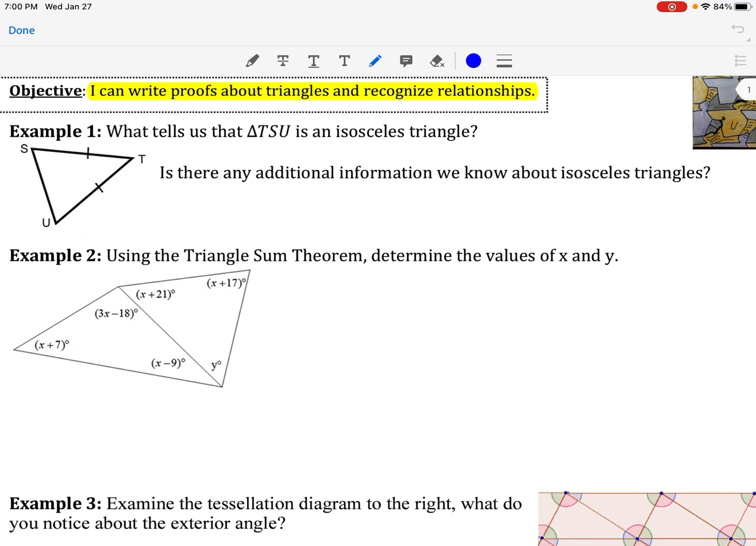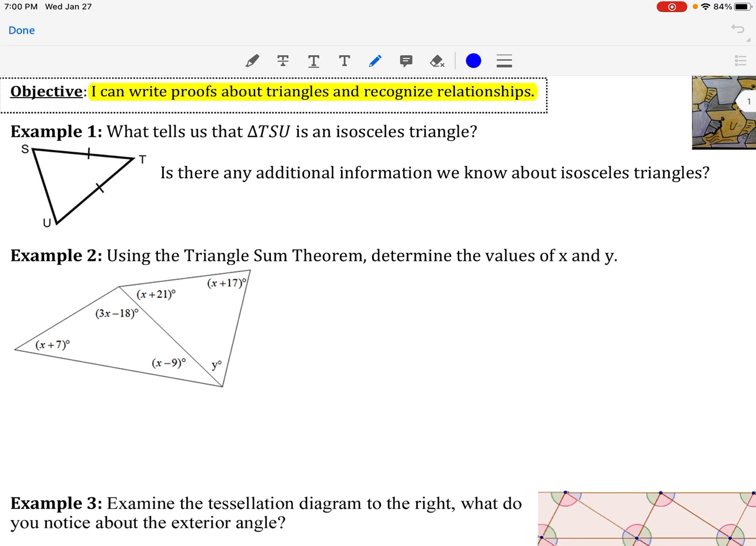So in example 1, we have a picture over here on the left. And what about this triangle tells us that this is an isosceles triangle? And isosceles is when we have two sides that are congruent, which is why they have those two sides marked with the same number of tick marks. So those are congruent. So that is why two sides are congruent.